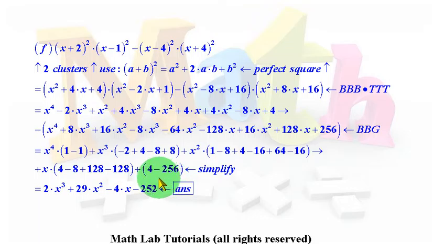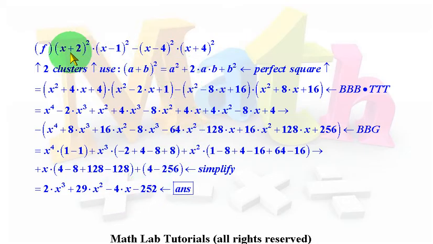Okay, so at the end, all you do is simplify each bin. 1 minus 1 is 0. 0 times x to the power of 4 is just 0. So the quartic term does not appear. Over here, if you simplify this bin, you get a 2x cubed. And if you simplify this bin over here, we'll get a 29x squared. Simplify this bin over here, we'll get a minus 4x. And simplify this bin over here, we'll get minus 252. Okay, so at the end of the day, we get a cubic polynomial. The degree is 3. The coefficients are 2, 29, minus 4, and minus 252.